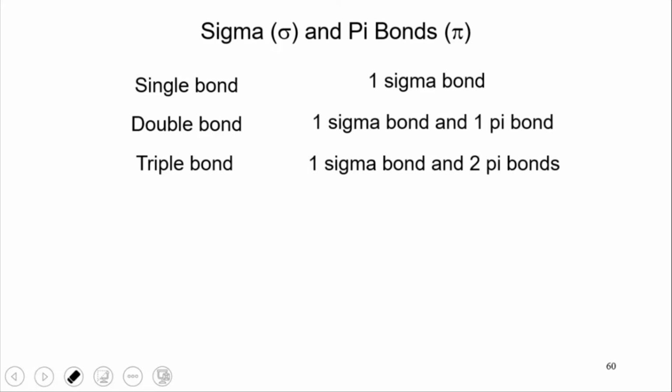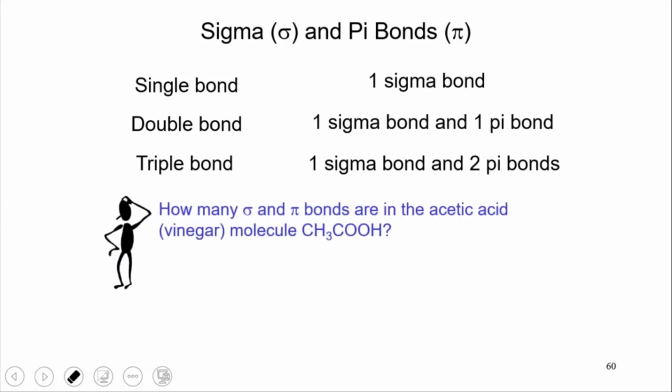So I'm going to put a structure here for you guys. This is the molecule acetic acid, which is the thing responsible for the acidity of vinegar. And here is the Lewis structure of acetic acid. I'll let you work on it and then I'll post the answer. How many sigma and how many pi bonds are in total in the whole molecule of acetic acid? I'm going to give you a few seconds to work on it, and then I'll post the answer here.